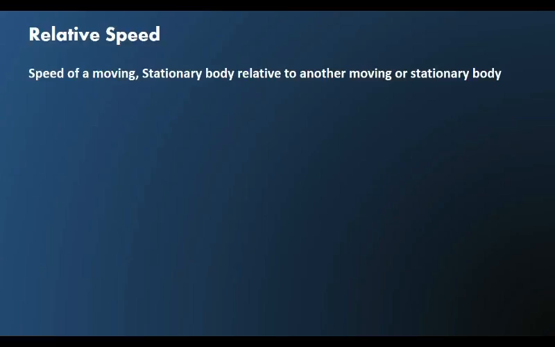We have two cases here, that is, when the two bodies are moving along the same direction or when the two bodies are moving in the opposite direction. Let's consider both the cases separately. In case 1, let us consider two bodies A and B moving along the same direction with speeds v1 and v2 respectively. In this case, the relative speed between the two bodies would be given by v1 minus v2.